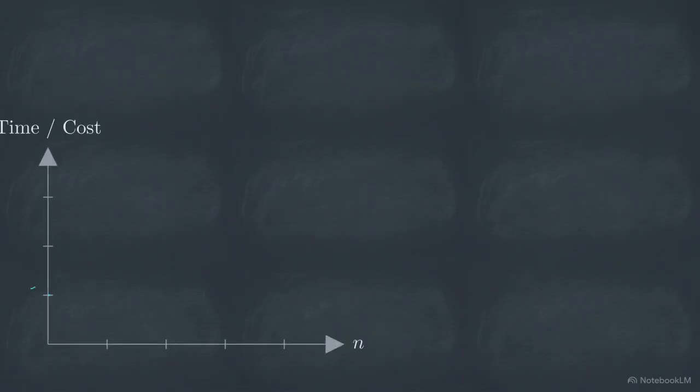We anchor the bottom of the hierarchy with the constant value of 1. This represents an algorithm with zero growth, an operation that takes the same amount of computing time whether the input is 10 items or 10 billion. Consider the expression n to the 1 over log n.